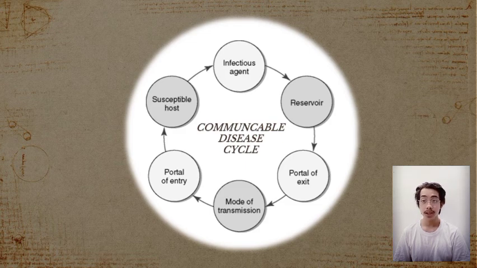Other portals of entry include the skin and blood. Lastly, the last link in the chain of infection is a susceptible host. Susceptibility of a host depends on genetic or constitutional factors, specific immunity, and non-specific factors that affect an individual's ability to resist infection or to limit pathogens.